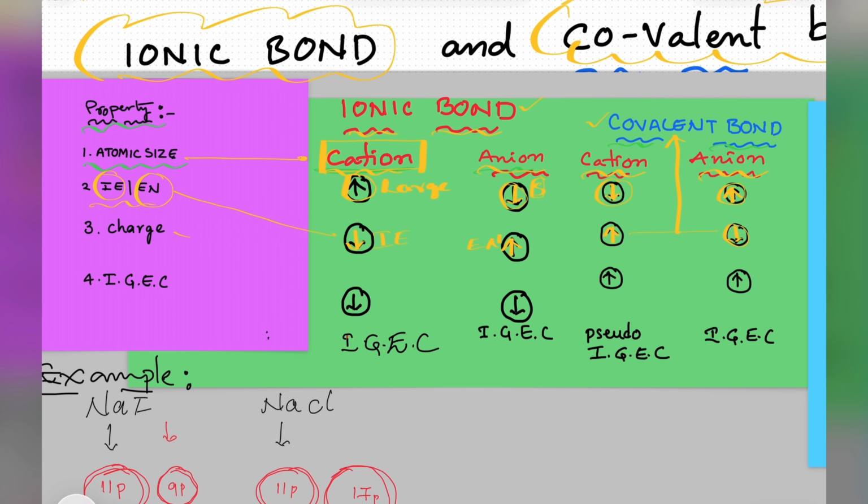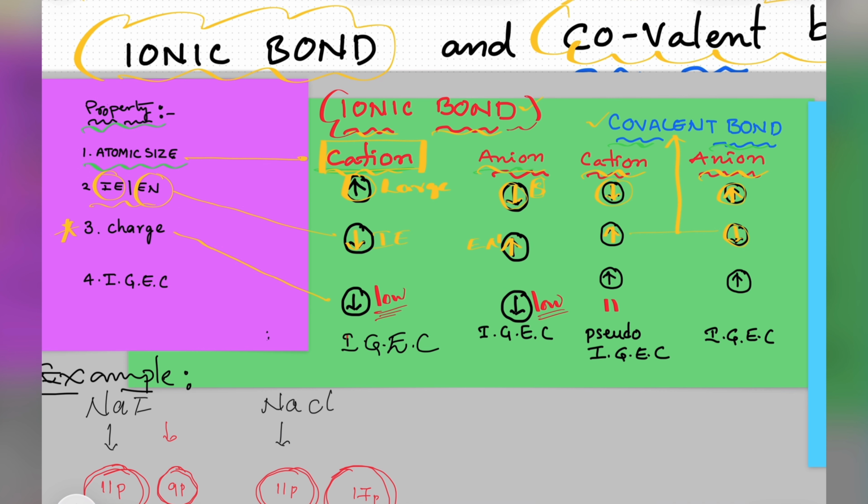Next one is very important: charge. We'll discuss this charge clearly, as there is so much confusion. I will explain clearly today. Here, both cation and anion should have low charge. Only then is it favorable to form an ionic bond. So the cation charge should be low and the anion charge should be low. Both low charges are favorable to form an ionic bond. Clear?